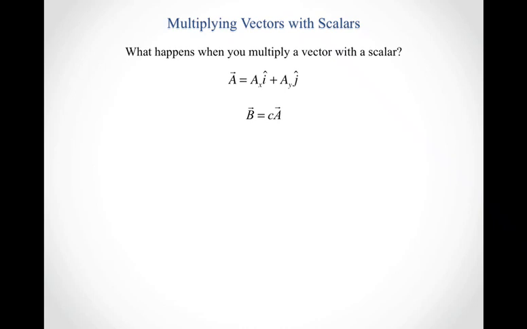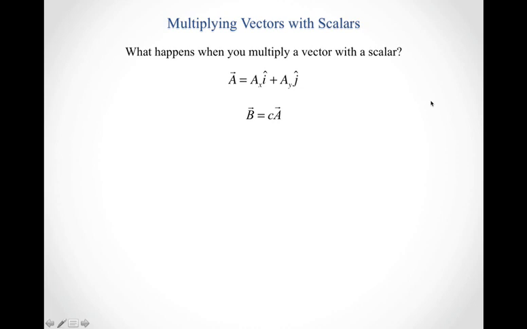So there's several different ways that we can do multiplication with a vector. But the first we want to talk about is when we multiply a vector by a scalar. So let's take a vector, just vector A equals AX i hat plus AY j hat. And what we want to do is create a new vector, vector B, that's equal to some scalar C times vector A.